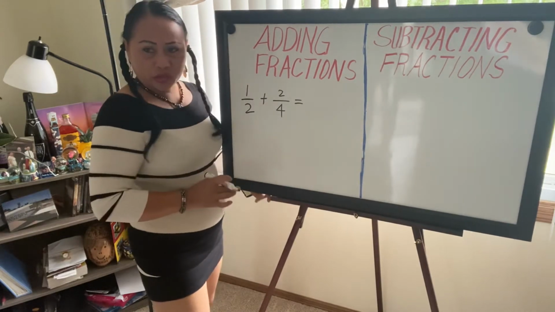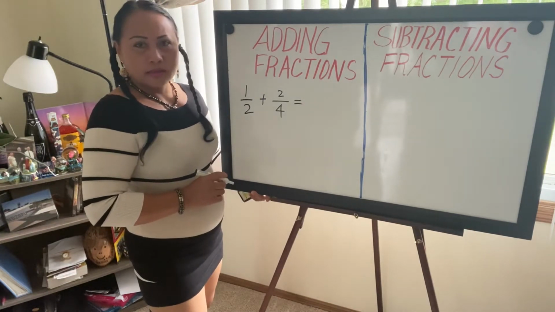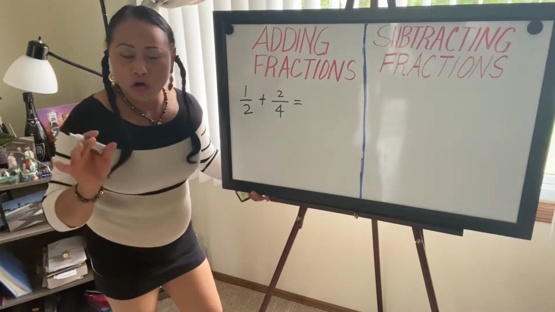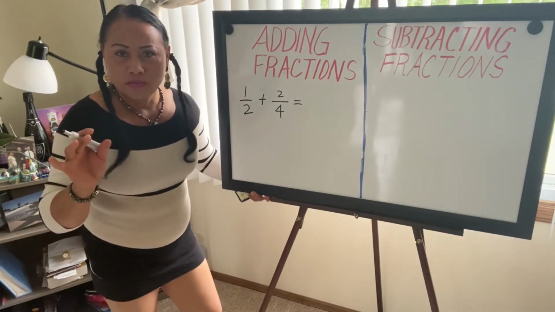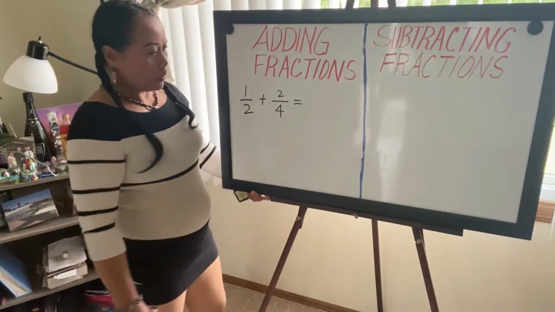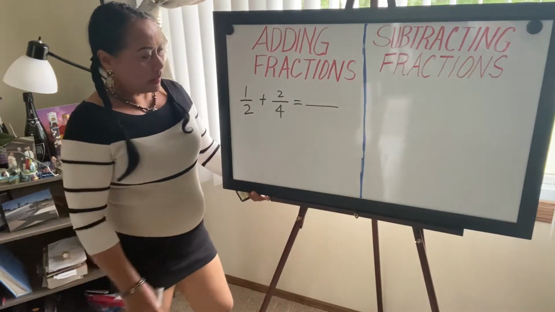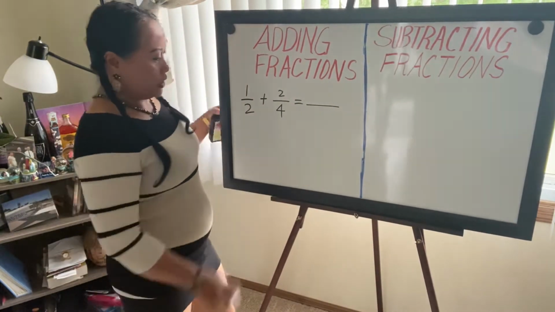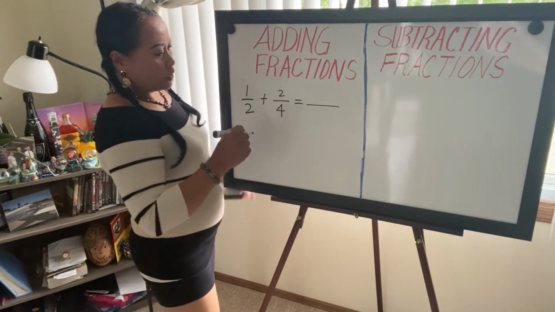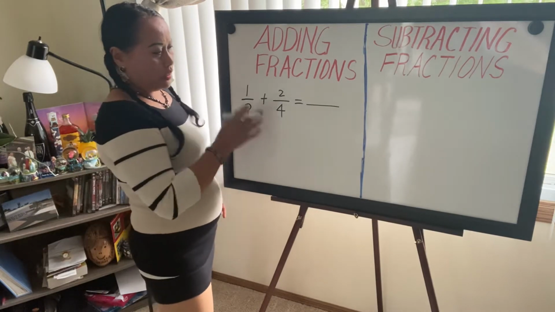So, what are you going to do? You have to find the LCM. What does that mean? Least common multiple. Okay? So now let's try to find the least common multiple of these 2 and 4. I will show you two methods of doing this.